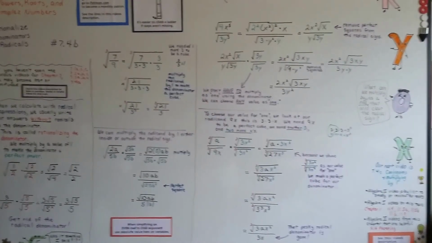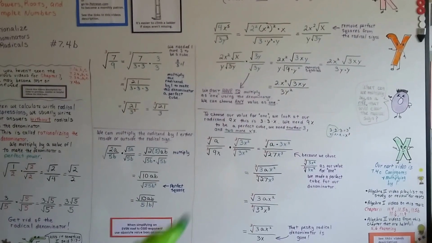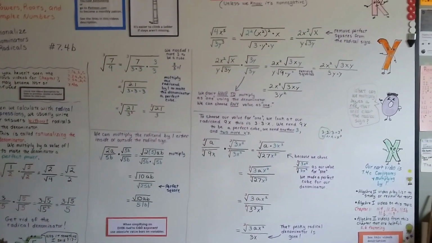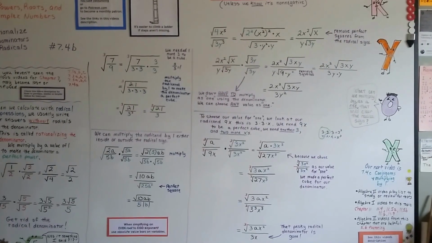So try this. Try figuring out what you would need to change a denominator so that it would be perfect to that root, okay? I bet you can do it. All right? I'll see you next video. Bye.